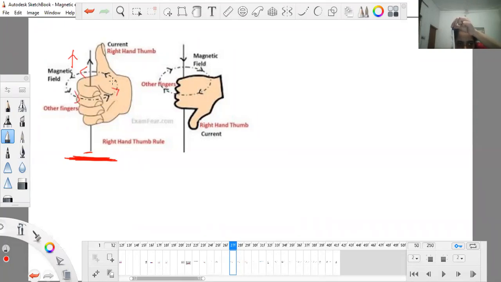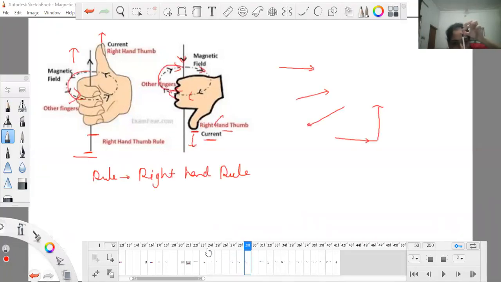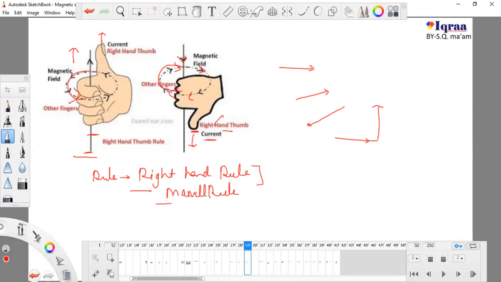Definitely this direction is going to come. So just use this. The rule is known as the right hand rule, or Maxwell rule. Both are the same rule, right hand or Maxwell rule. So you can use this rule to write this. You can write this with the help of this rule, that this is that and this is that.